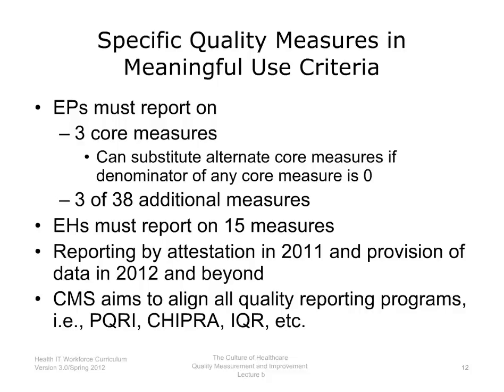CMS is aiming to align all of its quality reporting programs, PQRI, CHIPRA, or Children's Health Insurance Program Reauthorization Act, IQR, and others, so that they are consistent and that measures required for one program are common with measures required in another.